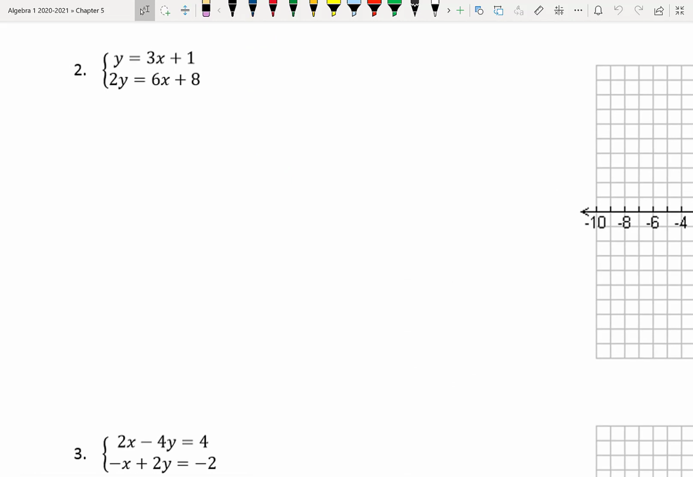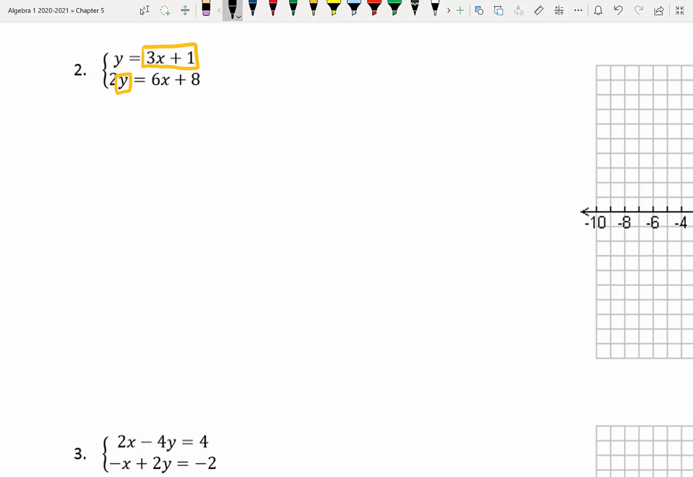All right, let's jump down in here to number 2. Number 2, let's go ahead and solve using substitution. This one is set up nicely for substitution. I can see that in my top equation, y equals 3x plus 1. So I can go into my bottom equation and replace y with 3x plus 1.